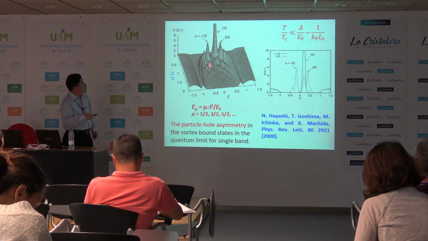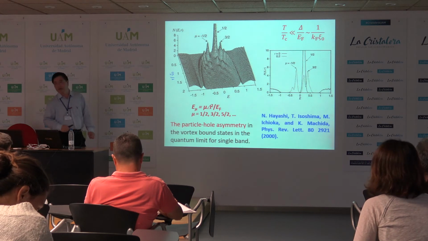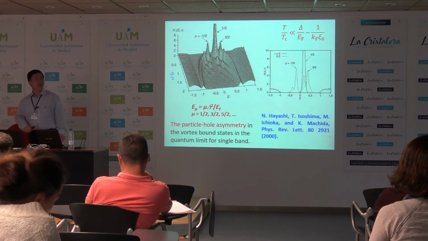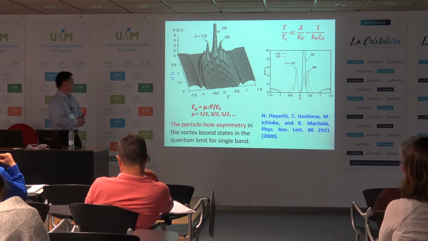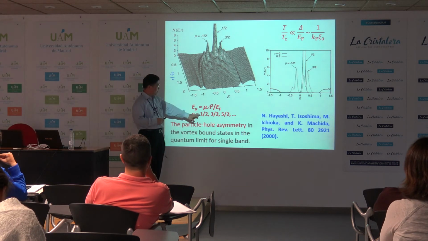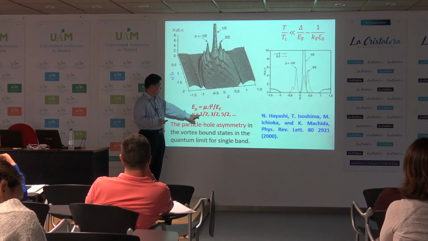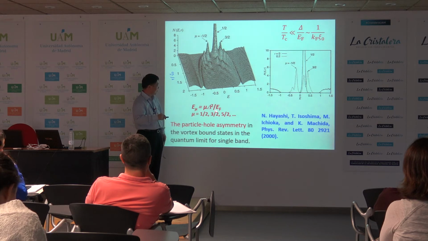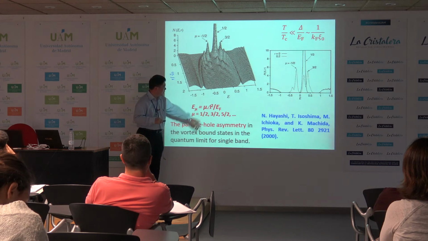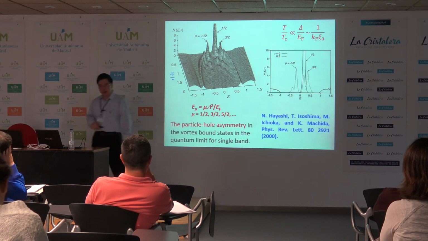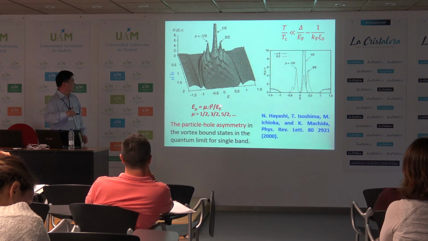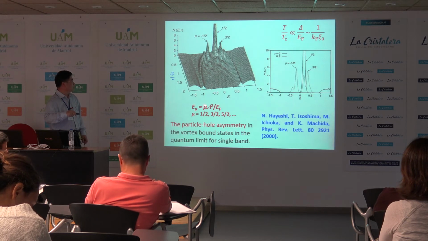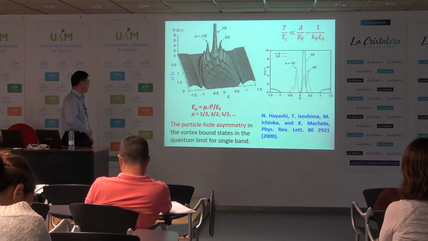And also, because it's in the quantum limit, even for the single band case, you have this so-called particle-hole asymmetry. So that's the calculation. That's the first time, from many papers, I found that this paper clearly shows these half values here, three halves and 5/2. So that's the theoretical prediction, which is consistent with the formula of the Caroli-de Gennes-Matricon theory, and also gives these values here.